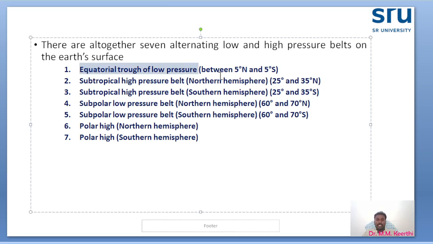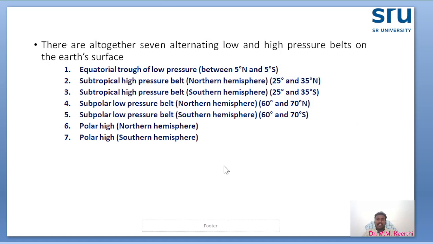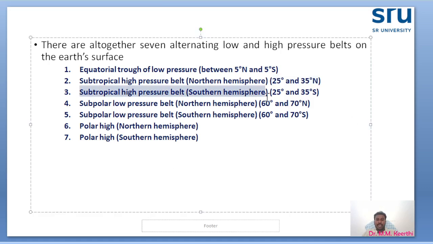Equatorial low pressure is between 5 degrees north and 5 degrees south. Next is the subtropical high pressure belt in the northern hemisphere, around 25 to 35 degrees north. The third is the subtropical high pressure belt in the southern hemisphere, 25 to 35 degrees south.